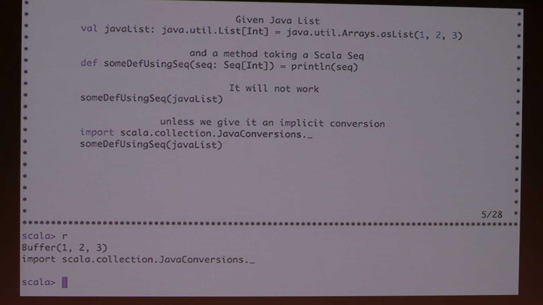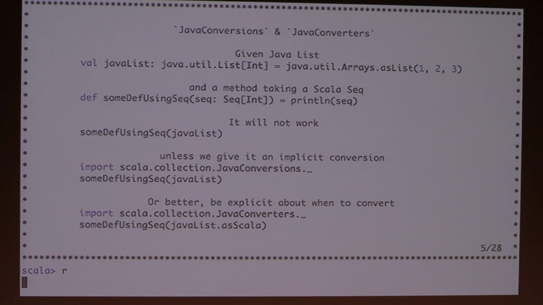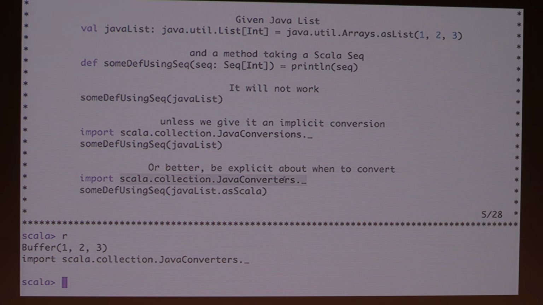So of course this will work because under the hood it will use the implicit conversion to make it work. The better way actually is to use Java converters, which is a little bit more explicit while still using implicits. So what's happening here is that we import this, and now this Java list can be upgraded to another type, which will actually have this Scala method defined on it. So now it's less magical than it was in the first case when we were using the conversions.